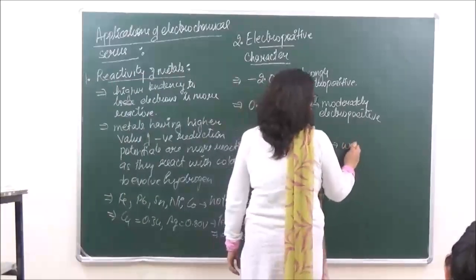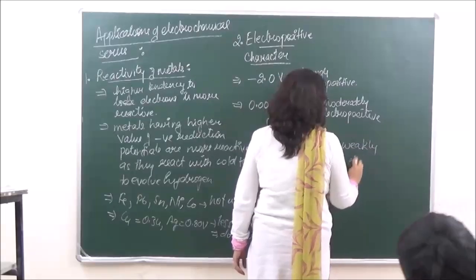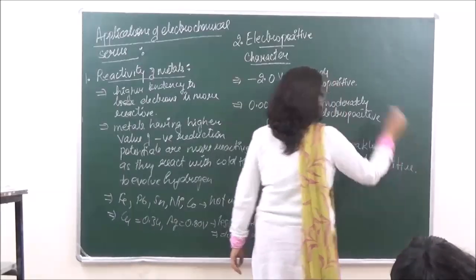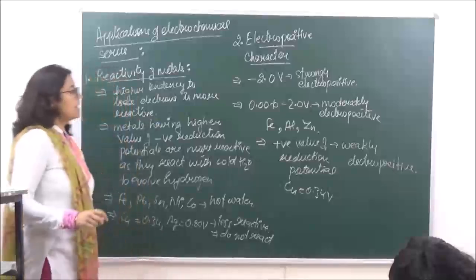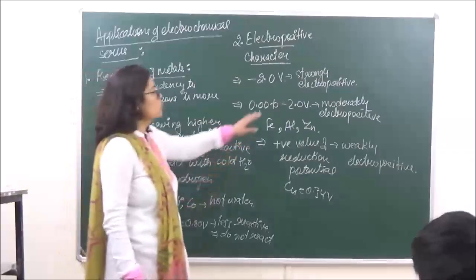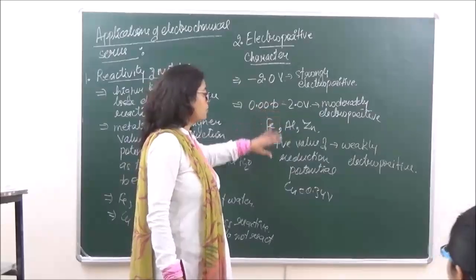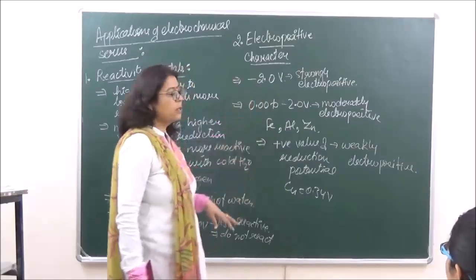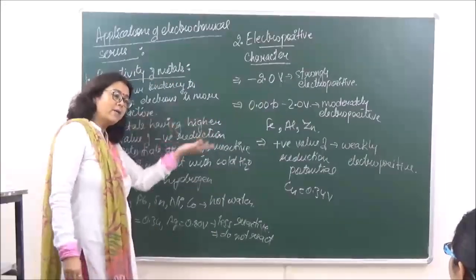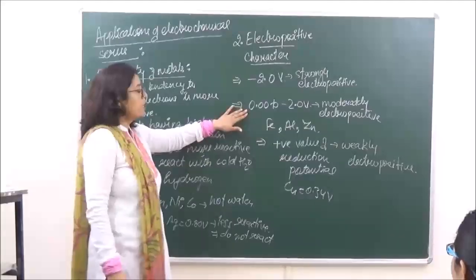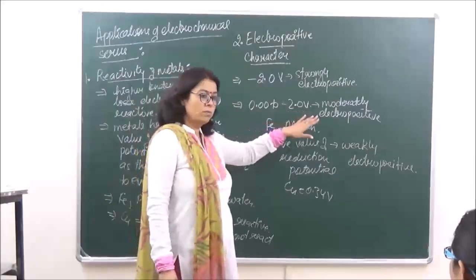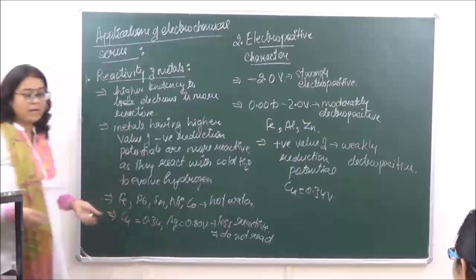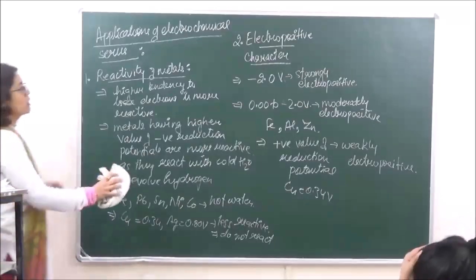So we have again categorized the elements into strongly electropositive, moderately electropositive and weakly electropositive. Strongly electropositive will have values of reduction potential as minus 2.0 to higher negative values. Then moderately electropositive, anything between 0 and minus 2, and positive values are going to be weakly electropositive, right? So this is the second application of electrochemical series.